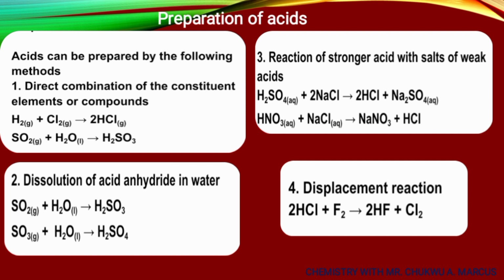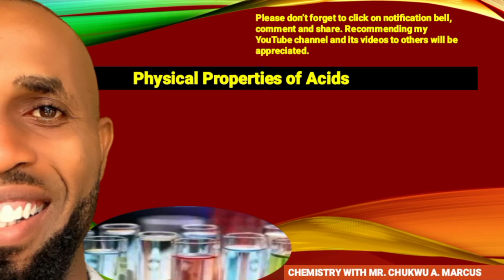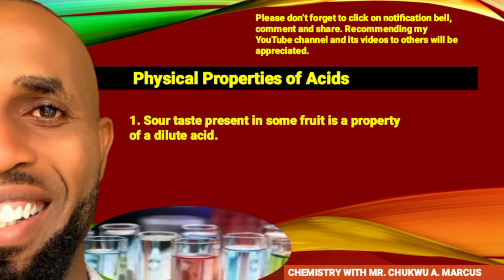It become an acid. I hope you get me on that. So let's look at physical properties of an acid. We have sour taste present in some fruit. It's a simple property of a dilute acid. So the sour taste we notice from some unripe fruits actually points to the fact that they are still acidic. The acidity is still high, so we are able to get it.